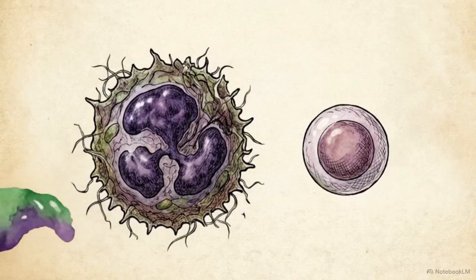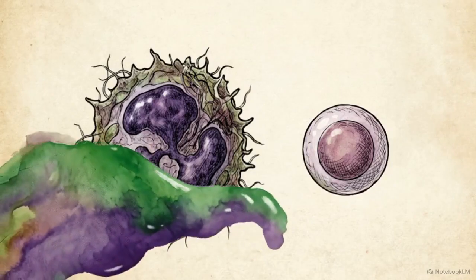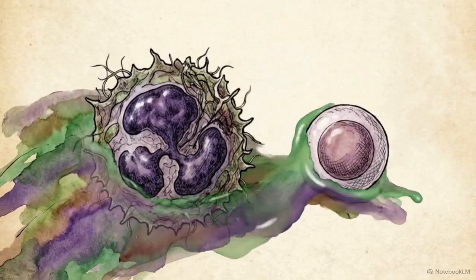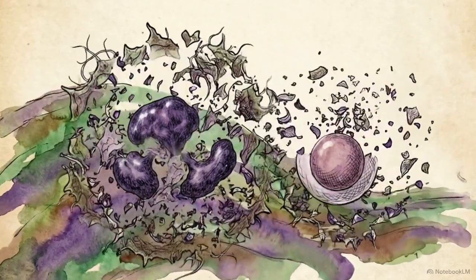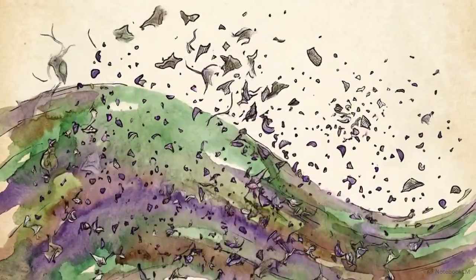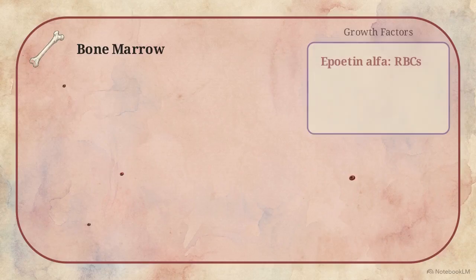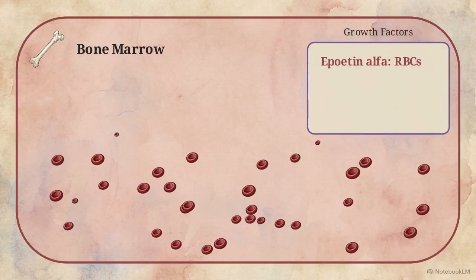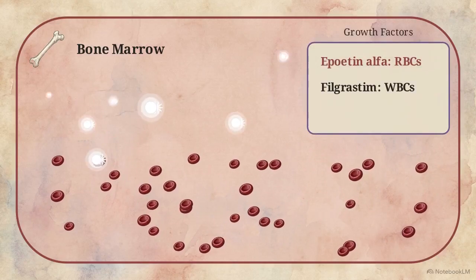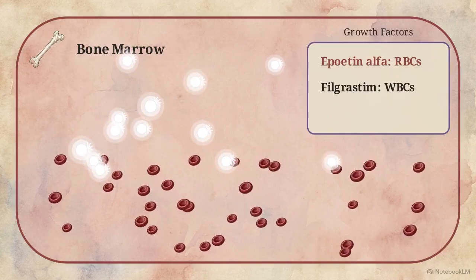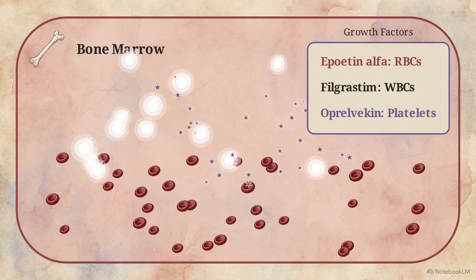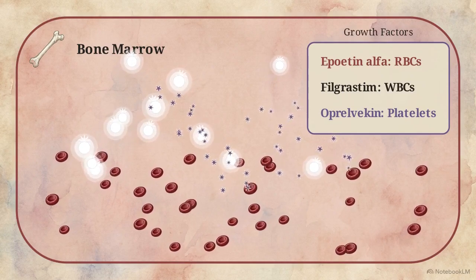These drugs destroy fast-dividing cells indiscriminately. While they kill the cancer, they annihilate the patient's bone marrow in the process. This collateral damage mandates a hematopoietic rescue strategy. We use erythropoietic growth factors like epoetin alpha to rebuild red blood cells, leukopoietic factors like filgrastim for white blood cells, and thrombopoietic factors like oprelvecin for platelets.